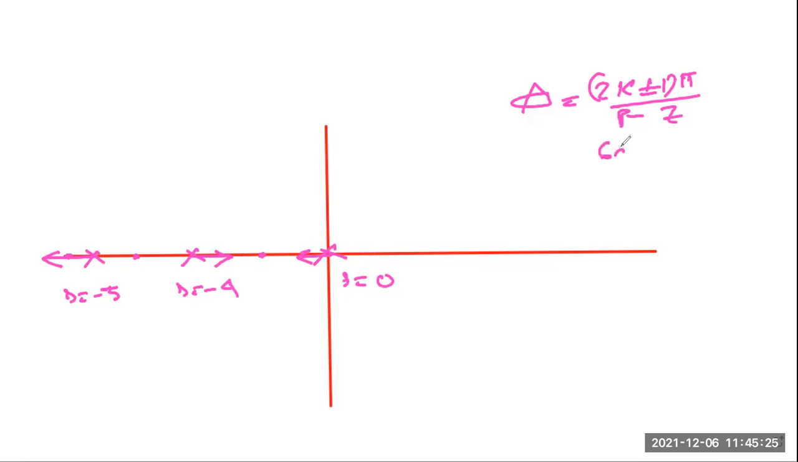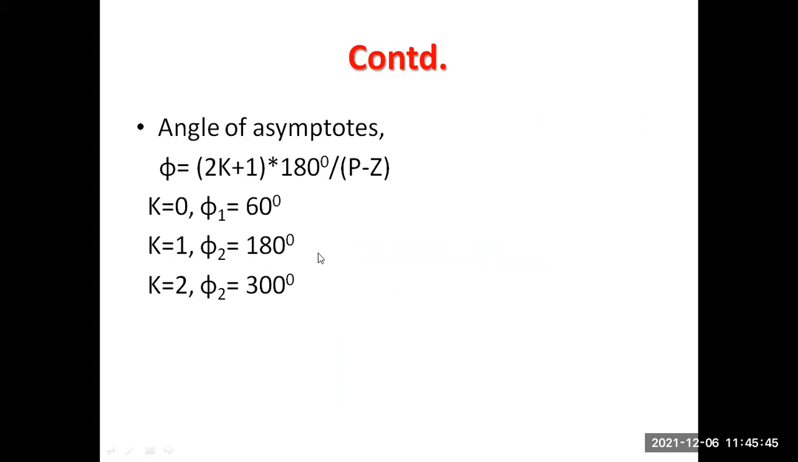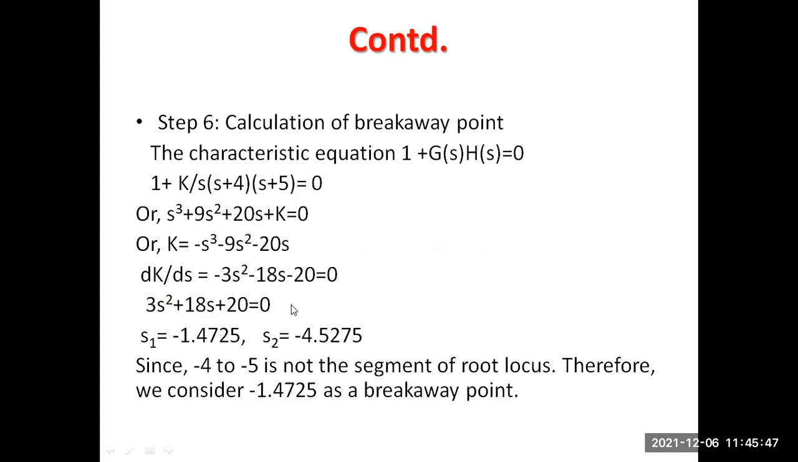So what are the asymptotic angles? It is 60 degrees, 180 degrees, and 300 degrees. Okay, fine. Correct. Next, calculation of breakaway point.